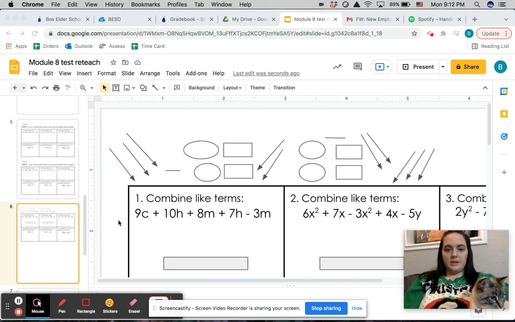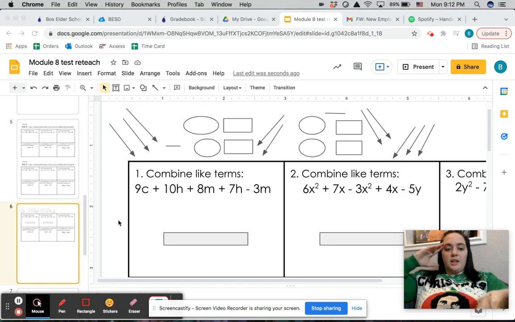Alright, we are going to practice combining like terms. This is why we are here.